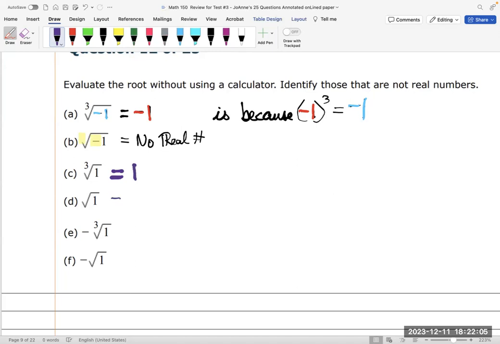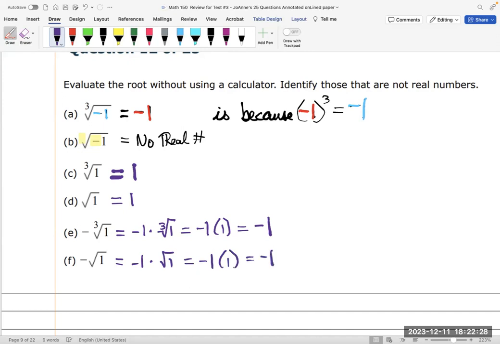This would be 1. This would be 1. This is the same thing as -1 times the cubed root of 1, which is -1 times 1. So this answer is -1. This is -1 times the square root of 1, which is again -1 times 1, which is -1.